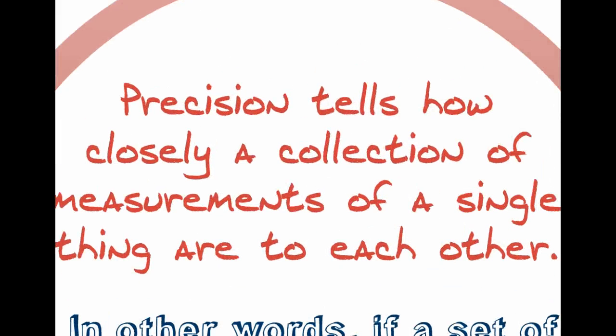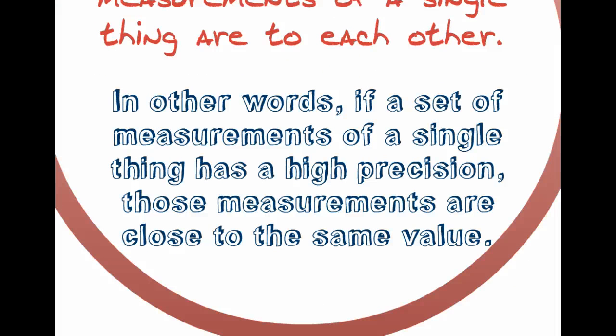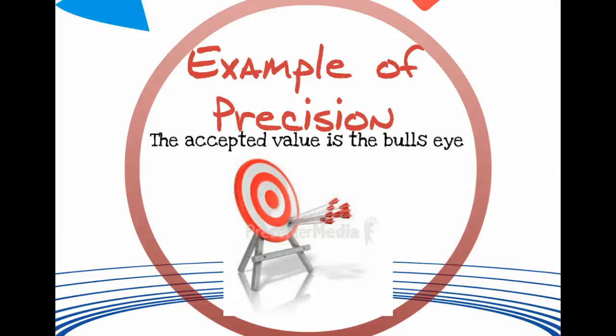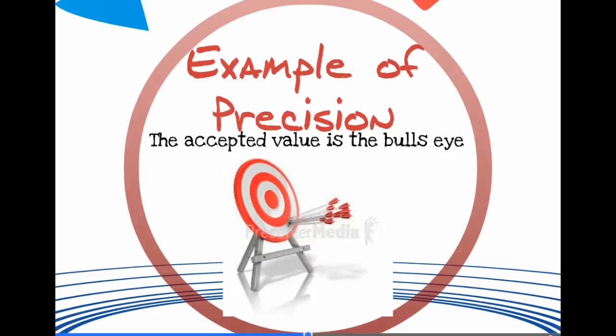Okay, precision is going to tell us how closely a collection of measurements of a single thing are to each other. So in other words, if a set of measurements of a single thing has high precision, those measurements are close to the same value. So let's look at our target again. So here's an example of precision. Our accepted value is still the bullseye. These aren't accurate at all, but see how the arrows are all really close together? So this is very precise. Every single time this person shoots, they hit the target in just about the same spot. So they're very precise. They're not very accurate because they're not hitting the bullseye, but they are precise.